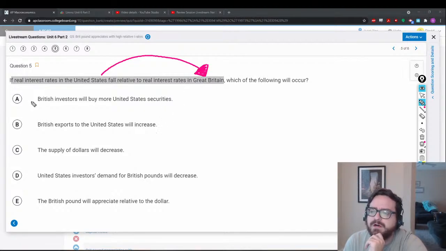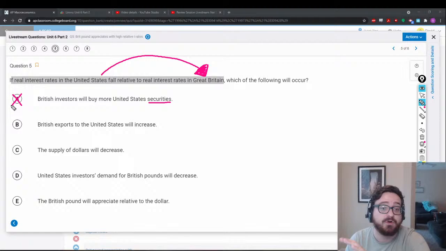So where are we going from here? Let's look at the answers now. British investors will buy more U.S. securities, meaning they'd buy more bonds from us. If we have a lower interest rate than them, they should not be buying our bonds. Because for a bond, remember that you want the highest interest rate possible. It gets you a higher rate of return. I'd be buying British bonds. They would not be buying ours.